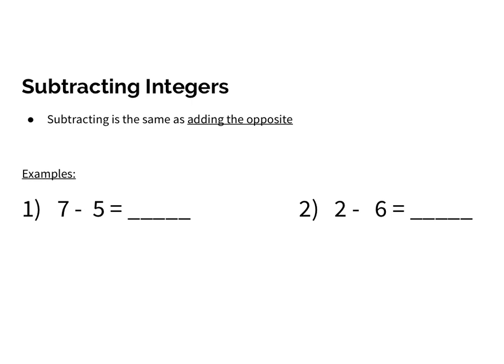So if you look at subtracting integers, this slide you do have to write. Go ahead and write your title, Subtracting Integers, and write this bullet point. Subtracting is the same as adding the opposite. There's actually a lot of mathematicians who will say that subtraction is a lie. All that subtraction really is adding a negative number.